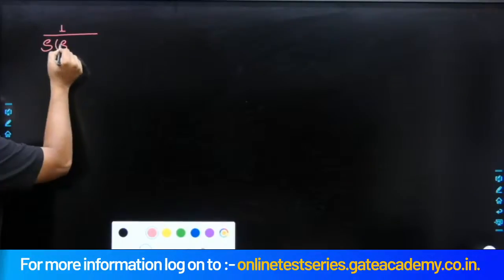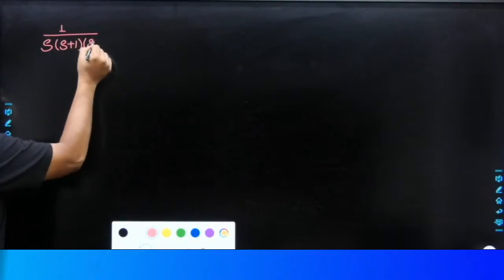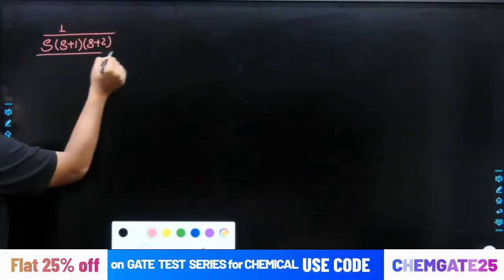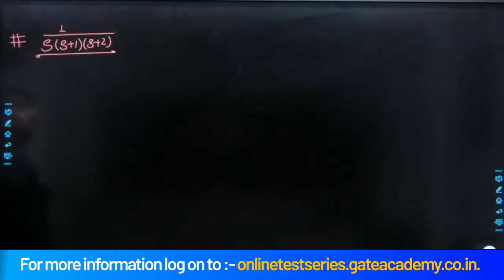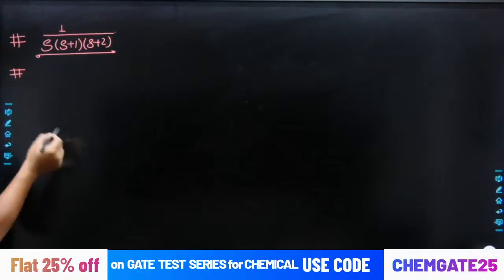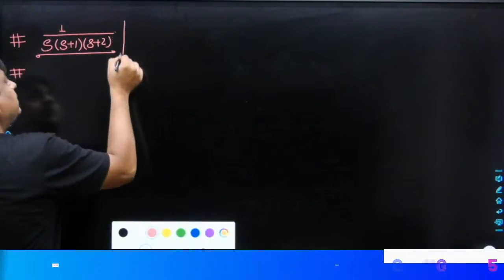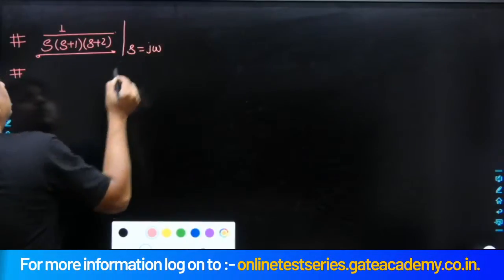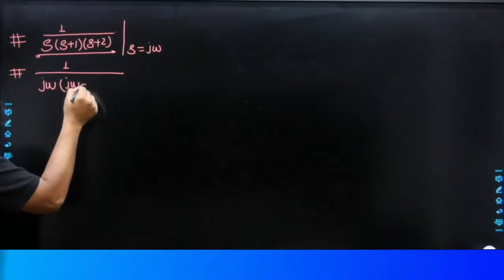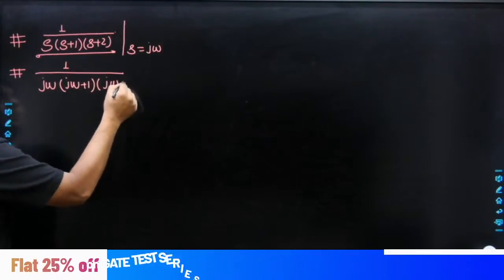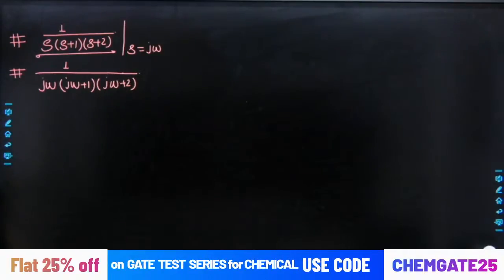The OLTF had been 1 divided by s into s plus 1 into s plus 2. Yes, sir, we are able to understand it at least at this moment of time. Now in the next step, my basic agenda is to segregate the real part as well as the imaginary part separately. Okay, sir, we will do so. For that, we are going to first replace s with j omega. It had been j omega plus 1, and j omega plus 2. Okay, sir.